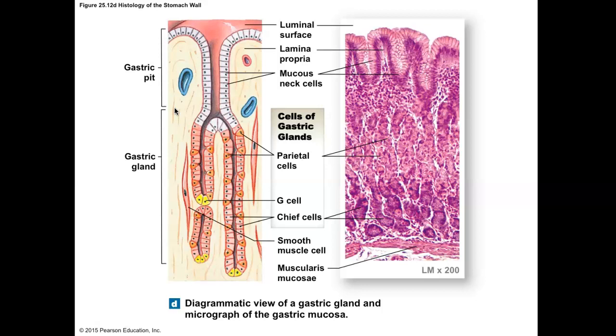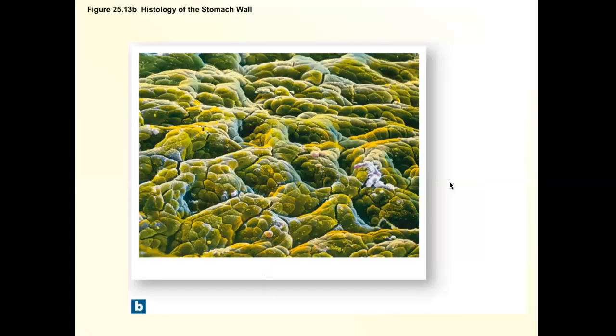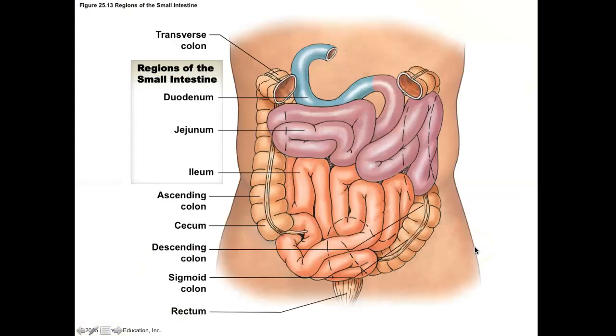So let's look at the small intestine. The stomach is not part of your histology, so don't worry about the stomach. This is the lining of your stomach, right? Really cool scanning electron micrograph. So you can see that if you're walking along, there's a pit, there's a pit, there's a pit. Lots of pits, gastric pits.